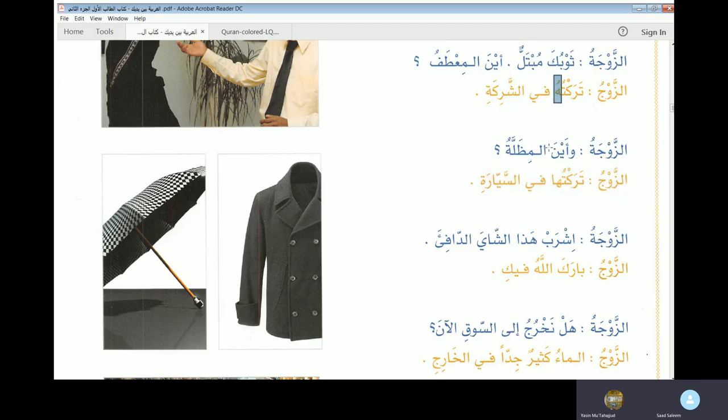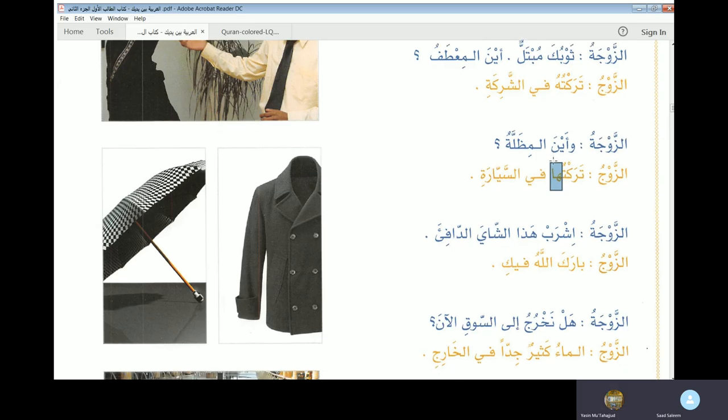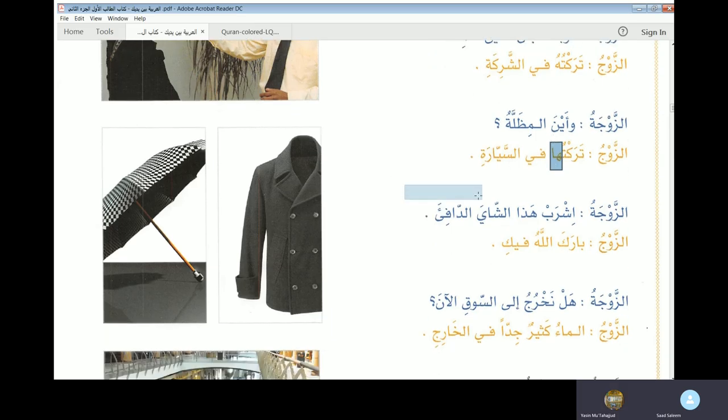Why are we using hu here and ha there? Hu is used because muktalun is a masculine word, but in the case of mizalla, it is a feminine word, that's why we are using ha. The meaning of both is the same, it. I left it in the car.